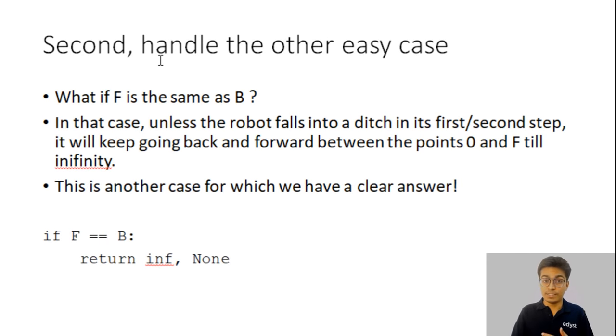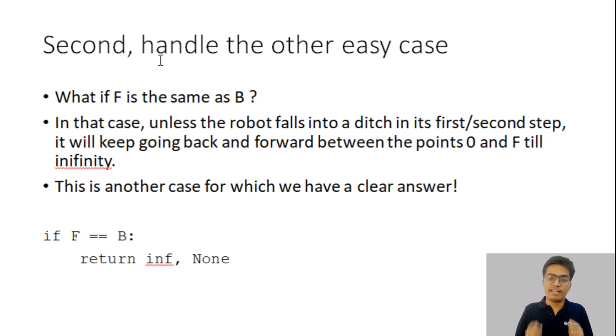So once we're done with that, pretty straightforward cases: on the first step you fall into the front ditch, or on your second step you fall into the backward ditch. Let's go for another easy case. This is a case where you know that the robot cannot fall into either of the two ditches. The only way that can happen, if you think about it, is if the robot makes a move in the forwards direction and then comes back to the original position.